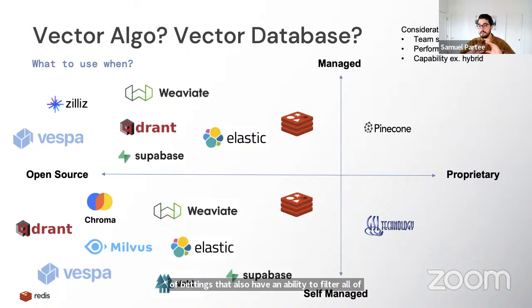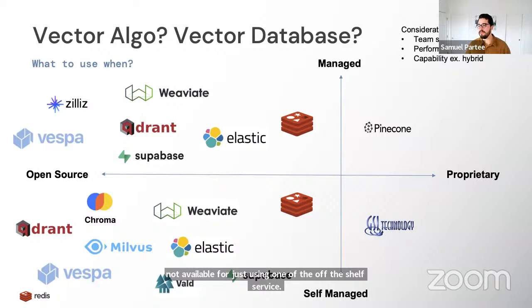Like Elastic has their pipelines. You might need to run some type of inference if you're building, say, a recommendation or search service. You might need to run some type of post-processing or some other feature that's not available if you're just using one of those off-the-shelf search algorithms. You may need that capability in conjunction with whatever you're using.